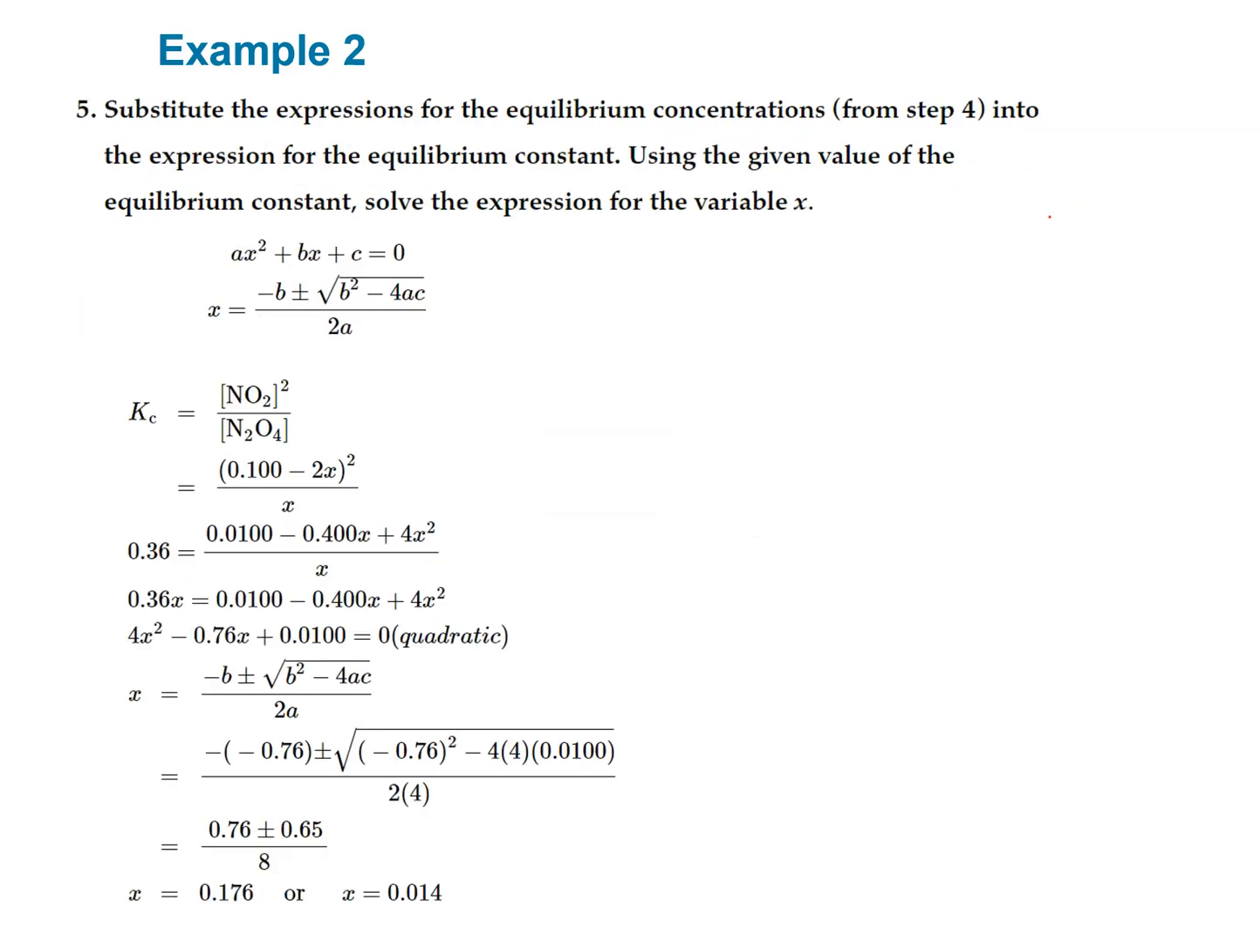Once we've got that, it's time to do a little bit of math. So we're going to have to substitute in our expression for K here. And of course, it's going to be product over reactant, so it's going to be NO2 squared over N2O4. And when we put our expressions in, we have to make sure we keep our square. And then, because it's squared, you have to expand your expression, right?